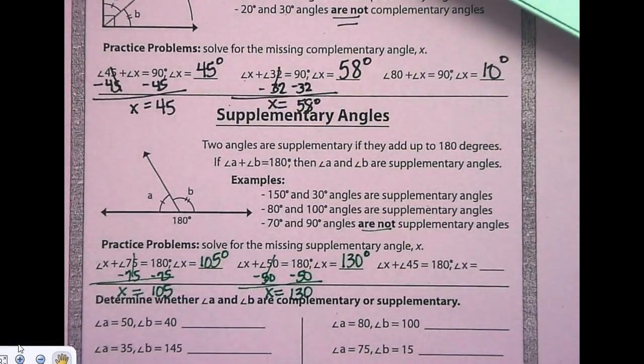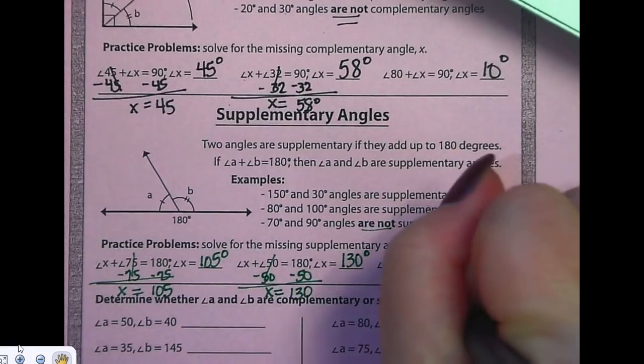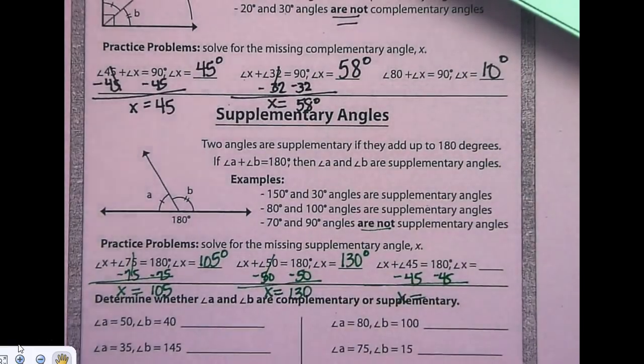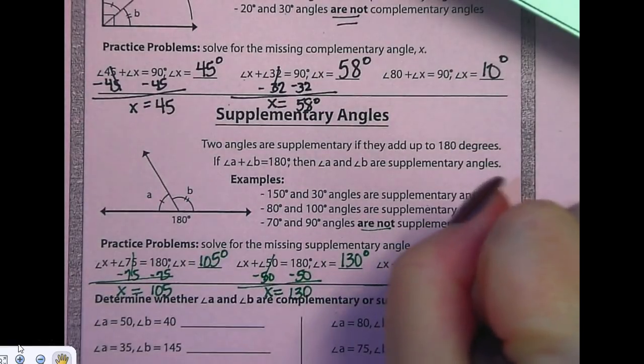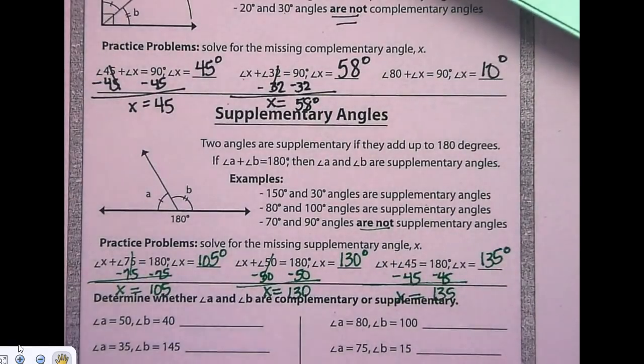And the last one, x plus 45 equals 180, so subtract 45 from both sides. And you are left with x equals 135. So 135 degrees.